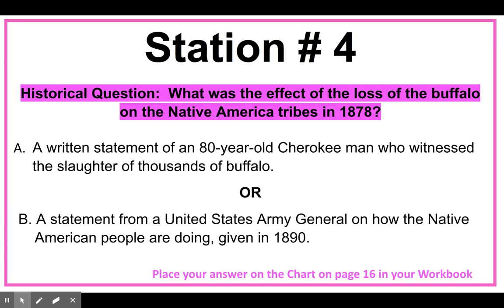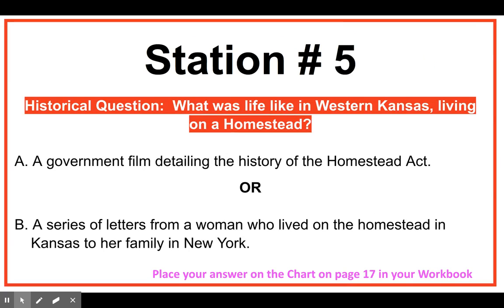All right, let's do two more, okay? Because this is wicked fun. All right, station 5. You're on page 17 in your workbook now. The question is, what was life like in western Kansas living on a homestead? A homestead's just a small farm. Someone goes out west and they buy a piece of land from the government and they start a homestead. So we want to know what life was like for those farmers.